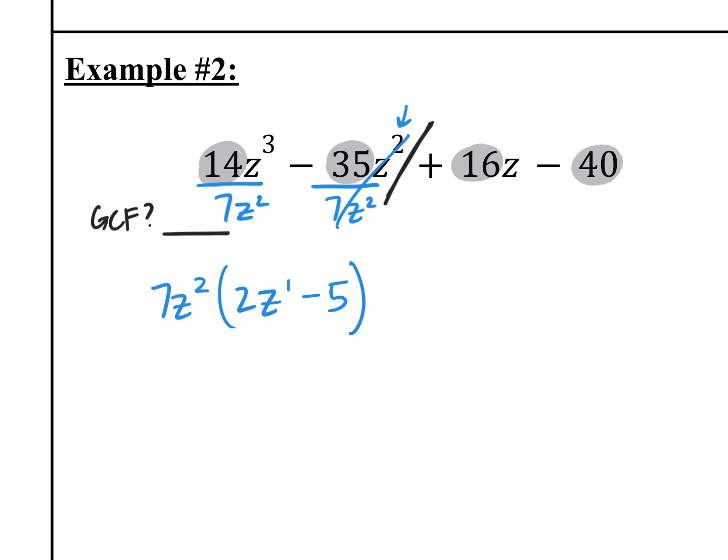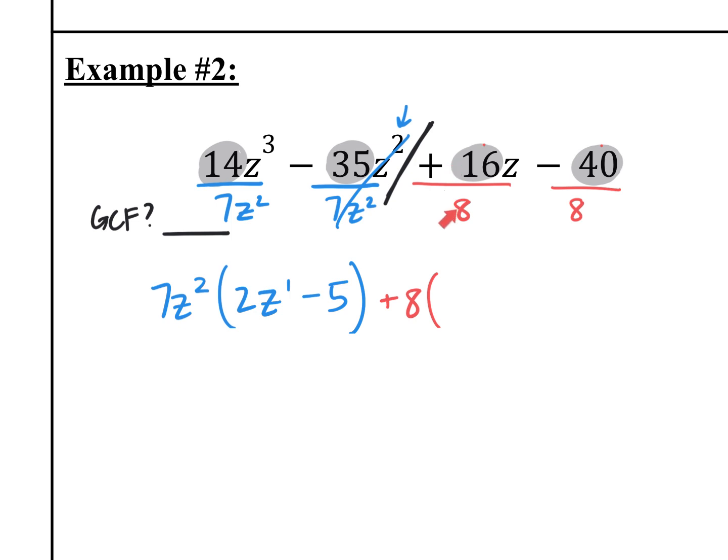Okay, next two things here. I've got 16z minus 40. So I need to look at 16 and 40 on my factor chart. And if I do that, I end up getting that my GCF is 8. So I can take out a positive 8 from both of those. And when I do that, divide these out.